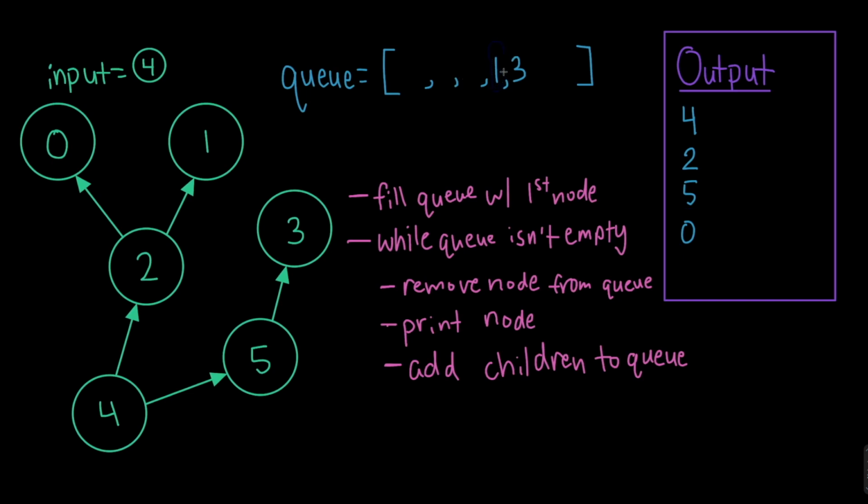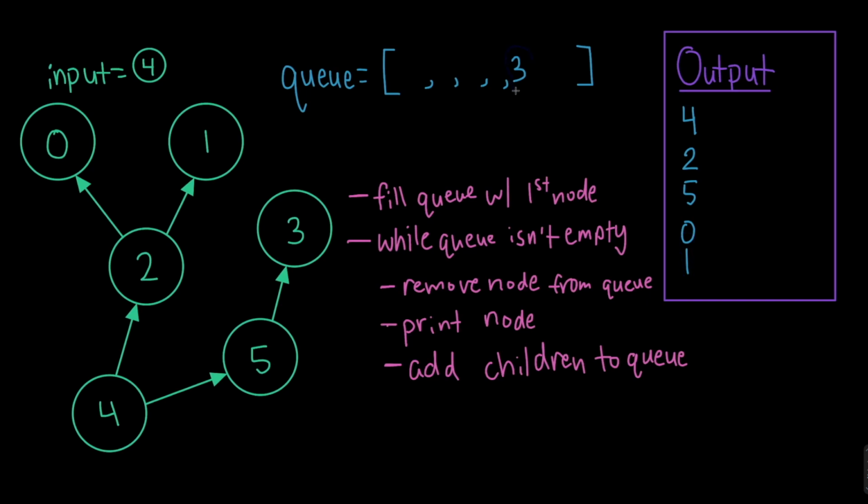Now we come here, we say, all right, grab the 1 node, pull it out, and we're going to do 2 things. We're going to print this node, and then add its children to the queue. So we print 1, and then we add its children to the queue. But it doesn't have any children, so that's totally fine. We can just move to the next iteration.